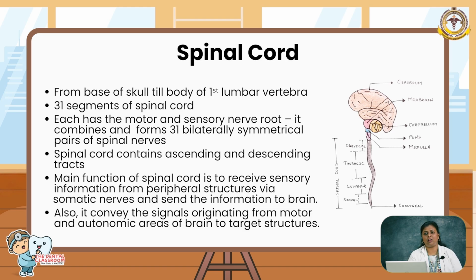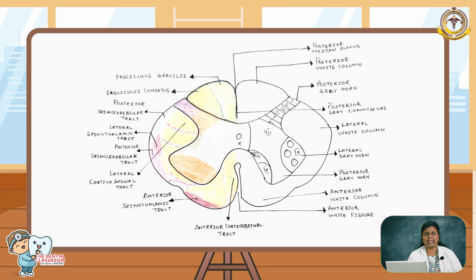So that is the function of the spinal cord. So this is the structure of the spinal cord, you can see in the picture. The spinal cord, in the cross section, has a posterior part and an anterior part. In the posterior part, it has the medial sulcus. It will be dividing on either side of the spinal cord.